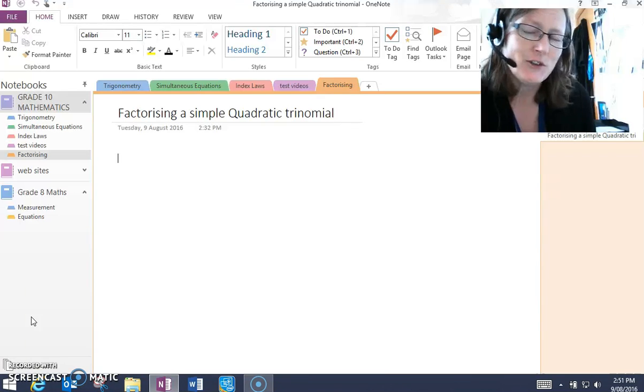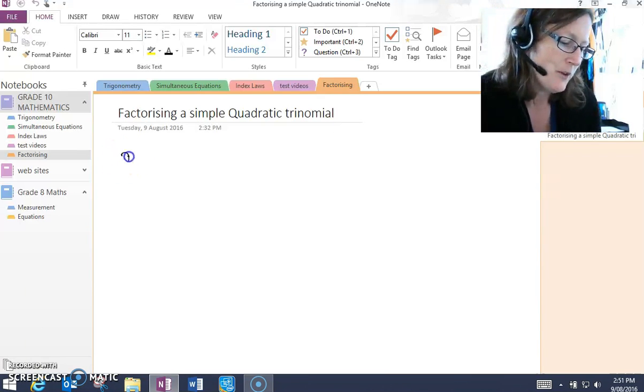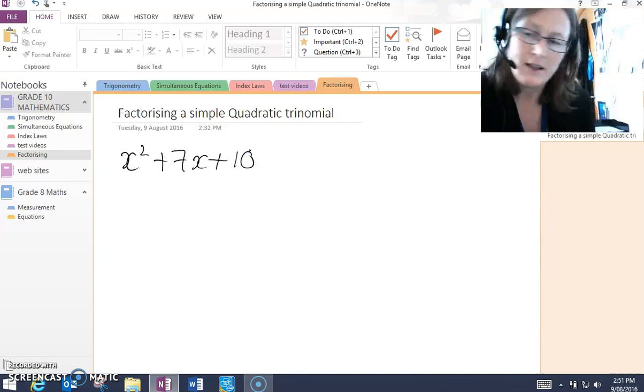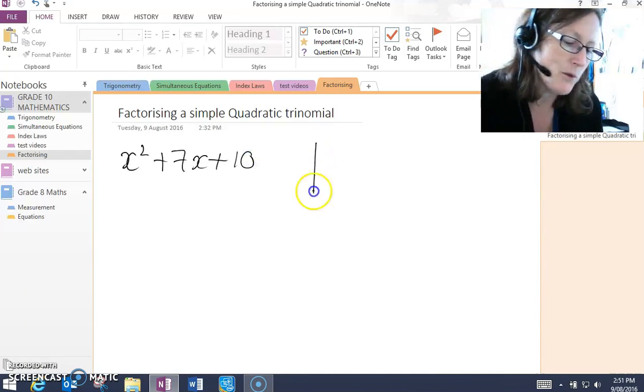So I'm going to just try and factorise a simple quadratic trinomial for you. An example is x squared plus 7x plus 10. Now the method I use, as you know, is called the box method. With the box method, we draw a box and we write it in.